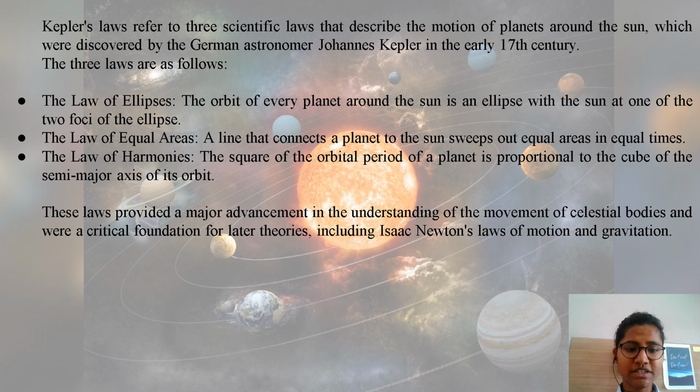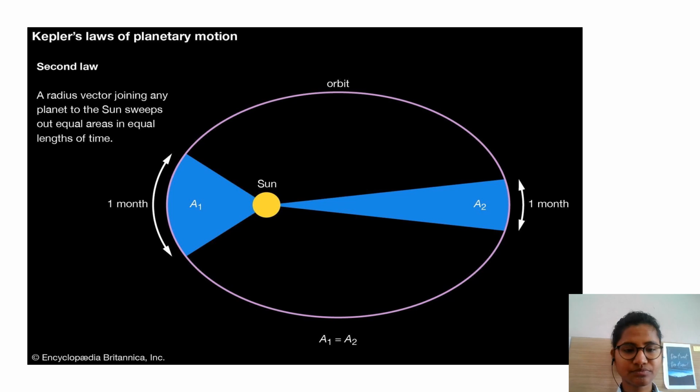These laws provided a major advancement in the understanding of the movement of celestial bodies and were a critical foundation for later theories, including Isaac Newton's laws of motion and gravitation. So here you can see Kepler's second law. A radius vector joining any planet to the Sun sweeps out equal areas in equal lengths of time.